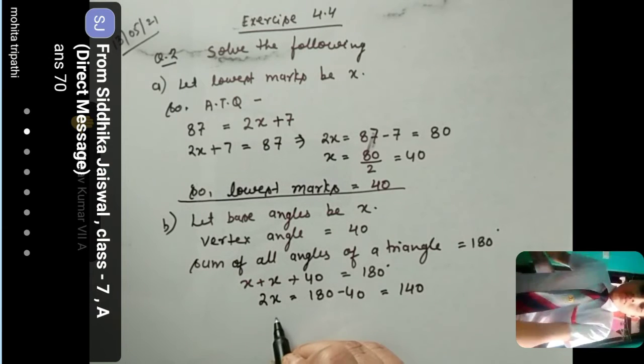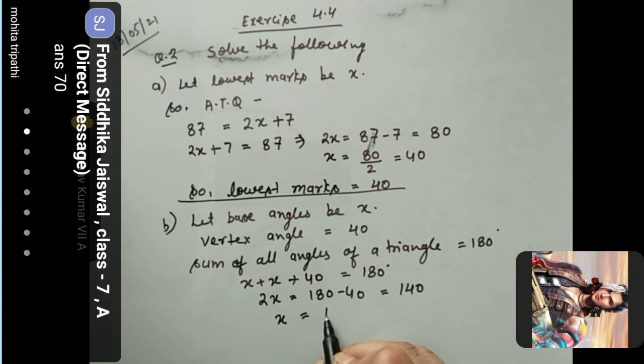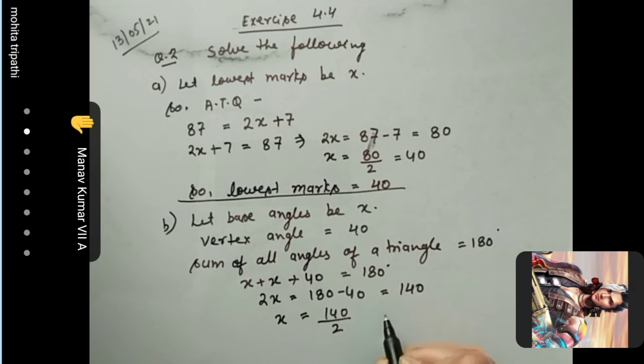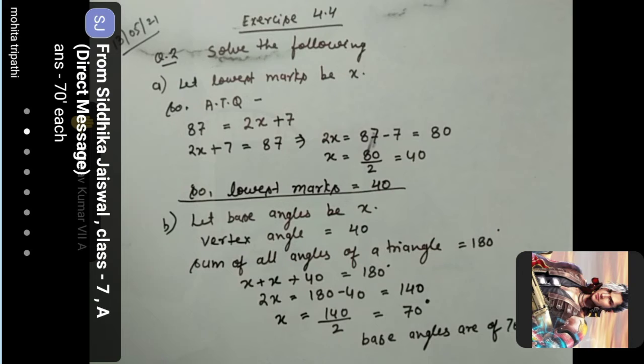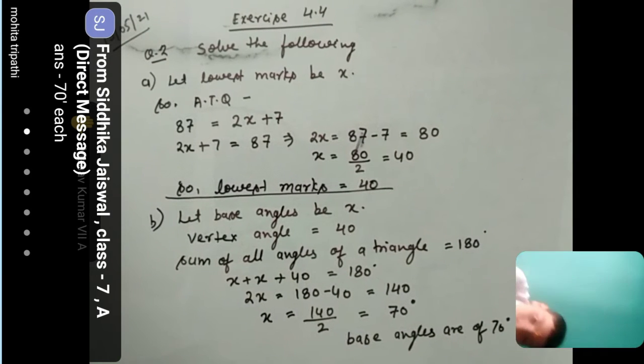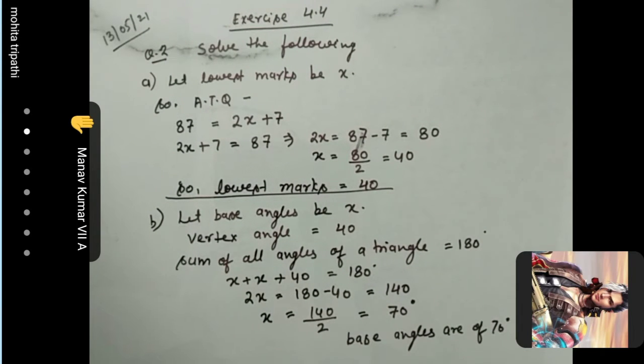When you subtract it, the result will be 140. Now from here, you can find the value of x. It is 140 upon 2. So it will be 70 degrees. So what are the base angles? Base angles are of 70 degrees. This will be your answer.